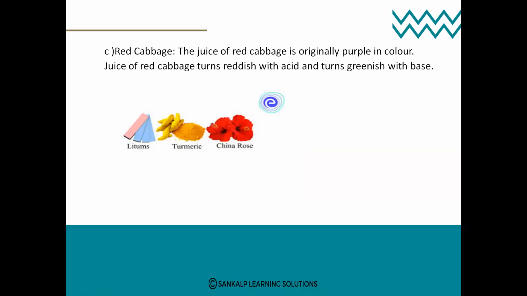So what is done here? Petals of China rose or hibiscus flower. It is called hibiscus. So hibiscus, you use them, right, while doing puja. Hibiscus we get here, so it is called China rose. The petals of this flower are used to make a juice.